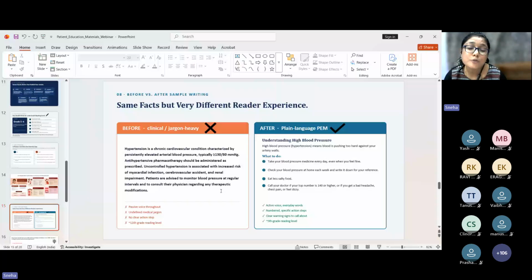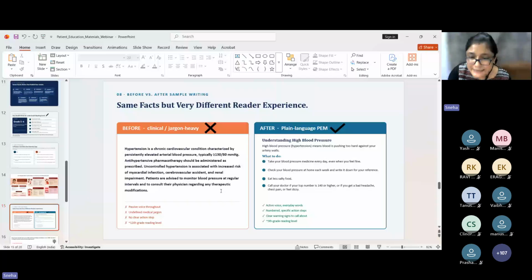So when you should seek medical help is mentioned here too. It's a 5th grade reading level. So you understand the difference between an 11th grade reading level and a 5th grade reading level: clinically heavy medical jargon placed in scientific writing, versus a plain language summary for patient education material. This is the difference. The more you write in active voice, the better you're able to connect with your patient.